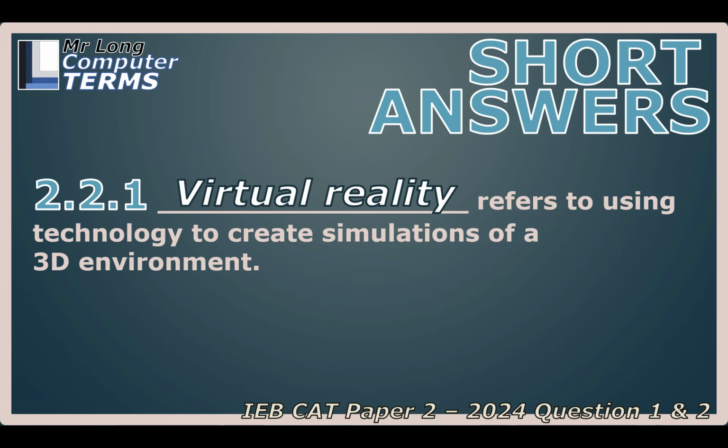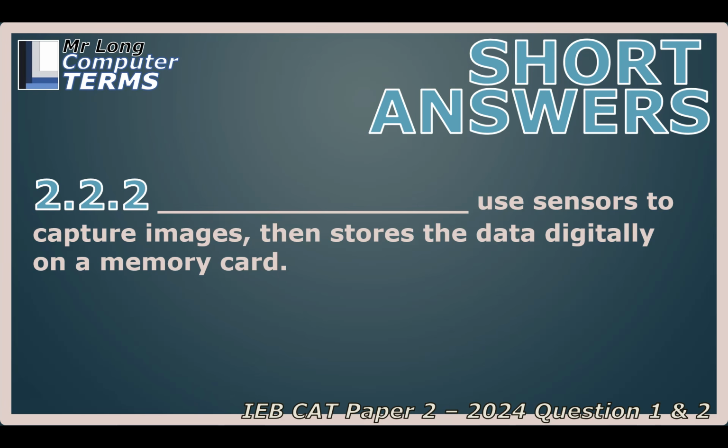Okay, next. Blank. Use sensors to capture images and then store the data digitally on a memory card. That describes a digital camera or a smartphone. They both work on that same basic principle. Light hits a sensor, that gets converted into digital data, and it's stored.